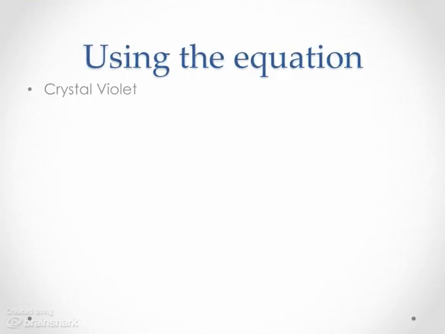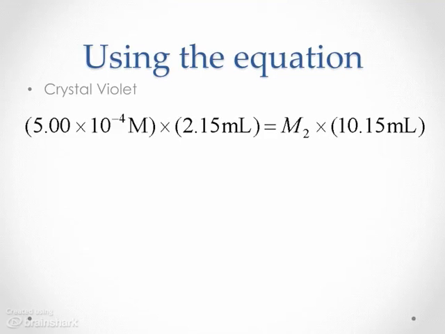Okay, so let's actually use the equation in a calculation. Remember, we're just focusing on the reagent crystal violet, so we're going from the stock concentration of crystal violet to the initial concentration of crystal violet in our reaction system. So here we've just got our dilution equation and we've just put in all the numbers that we've got from the previous slide. So we've got the stock concentration of crystal violet, the 5 times 10 to the negative 4, multiplied by the volume of that stock concentration solution, 2.15 milliliters.